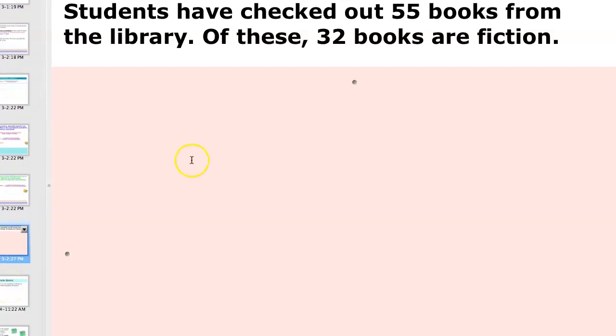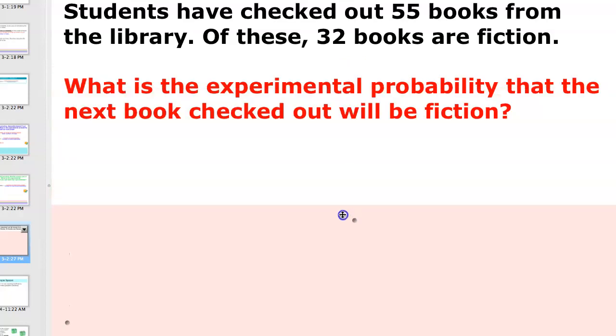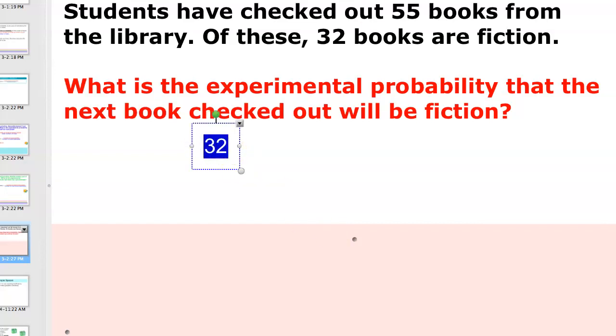Students have checked out 55 books from the library. Of these, 32 of them are fiction. So 32 are fiction out of a total of 55. So what's the experimental probability that the next book checked out will be fiction? So that's 32 out of 55. And that's just the fraction form of the probability. I can divide them and multiply by 100 to get the percentage.